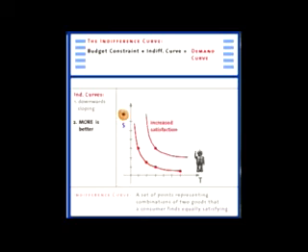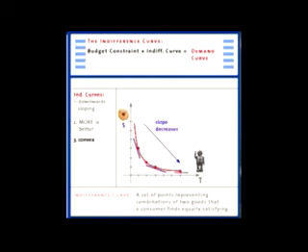We would call this a convex curve because it's bowed downwards towards the origin. A convex curve is a curve that has a decreasing slope as you move down it. Notice up here the slope is very steep. Then the slope gets a little flatter, and finally down here towards the bottom, the slope of the curve is very flat.